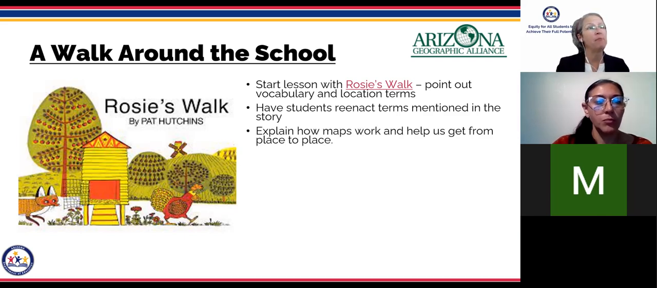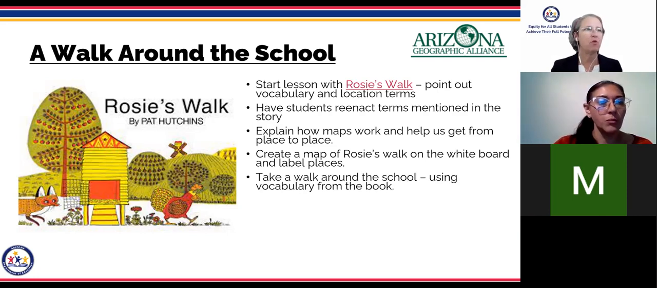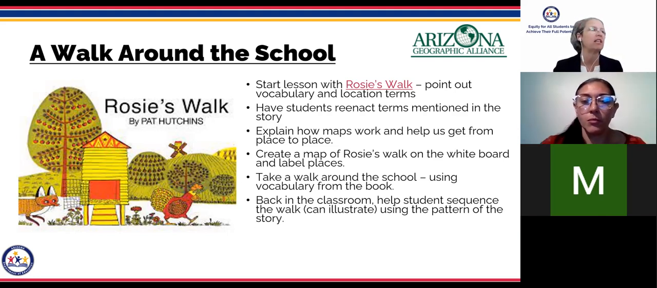And then you explain how maps work and how maps help people get from place to place. And then you have the students create a map of Rosie's walk. Once they've read the book or listened to the story, they can create this on the whiteboard. They could label different places on it. You could get butcher paper. There are any number of ways in which you could have them recreate the map of Rosie's walk. Take them on a walk around the school using vocabulary from the book. So the across the yard, around the back, or through this. So they're learning some of those great vocabulary words that they need.